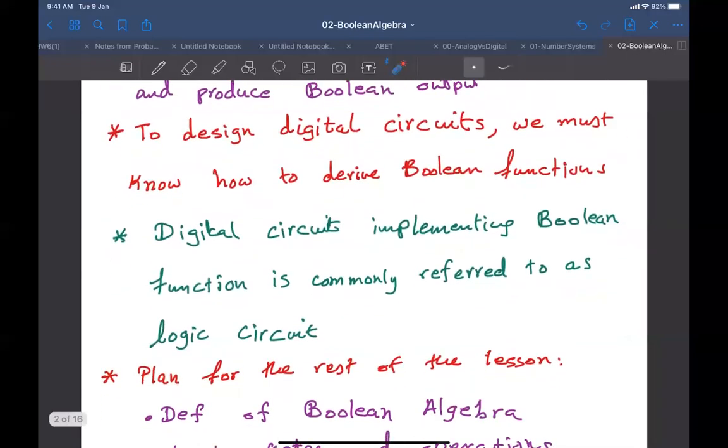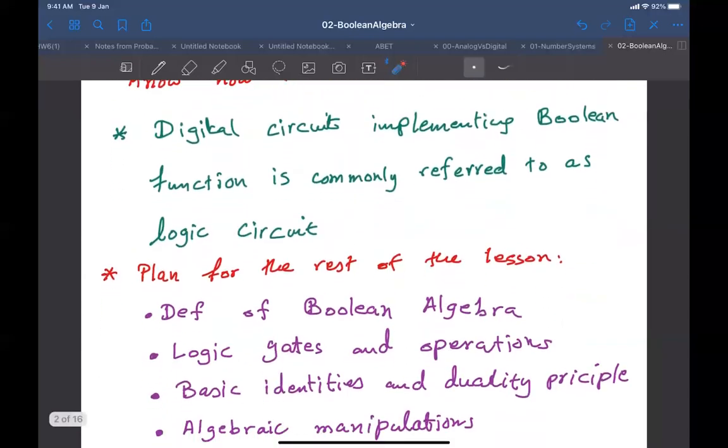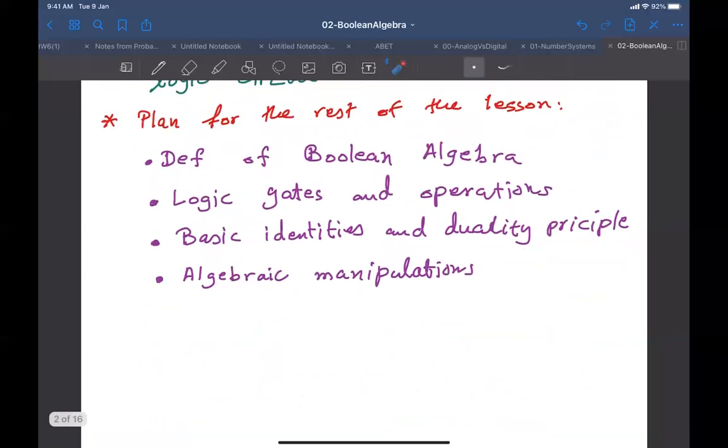And digital circuits are commonly referred to as what we call logic circuits. When we say logic circuits, we mean also digital circuits. So the plan for the rest of this unit is to do these 4 things. We will define Boolean algebra, and then list the gates that we will use and the operations, and then list some basic identities and the duality principle, and then do some Boolean algebraic manipulations.